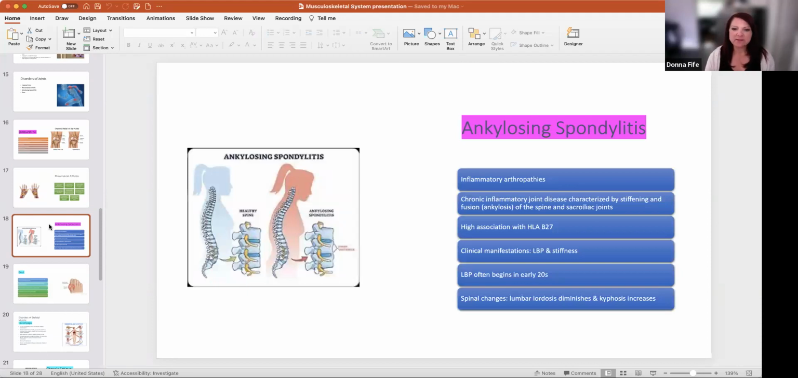Ankylosing spondylitis is an inflammatory arthropathy, a chronic inflammatory joint disease that is characterized by stiffening and fusion, or ankylosis, of the spine and sacroiliac joints. There is a high association with HLA-B27, and clinical manifestations include low back pain and stiffness. This low back pain often begins in the early 20s. And spinal changes that occur include diminished lumbar lordosis and increased kyphosis.